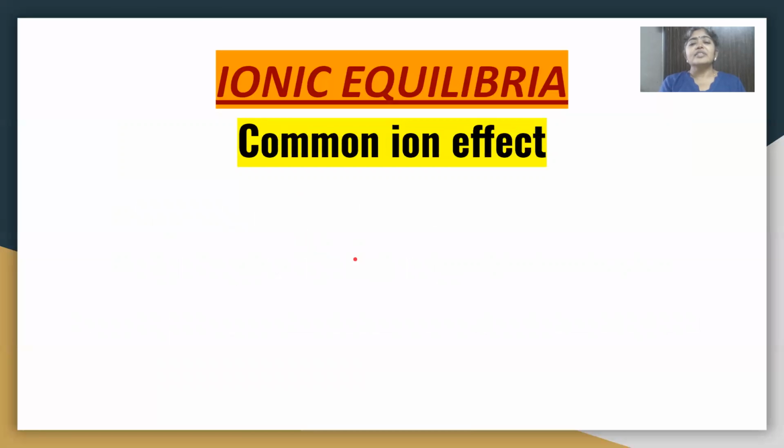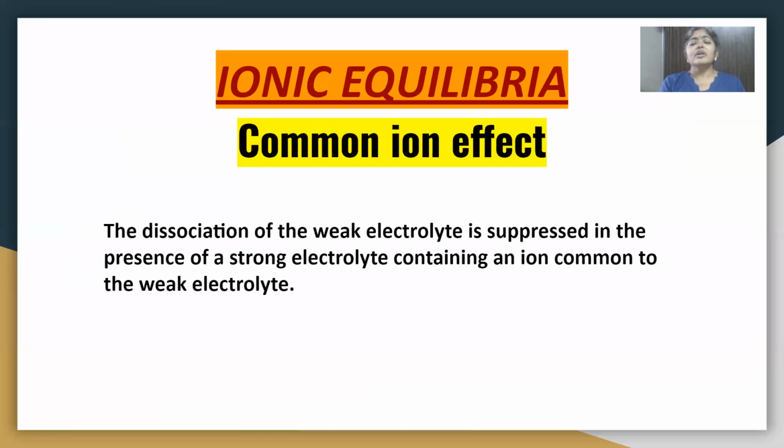The common ion effect states that whenever there are common ions present in the solution, that means when a strong electrolyte is present and it contains an ion which is common to the weak electrolyte, then this common ion will suppress the dissociation of the weak electrolyte. So the suppression of the dissociation of a weak electrolyte due to the common ion present in a strong electrolyte is called the common ion effect.